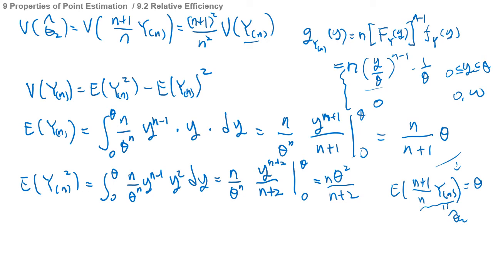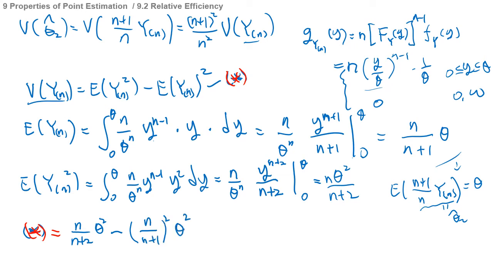Okay, so what is the variance term? The variance of this thing, let's mark this thing, is n over n plus 2 zeta square minus n over n plus 1 square zeta square.